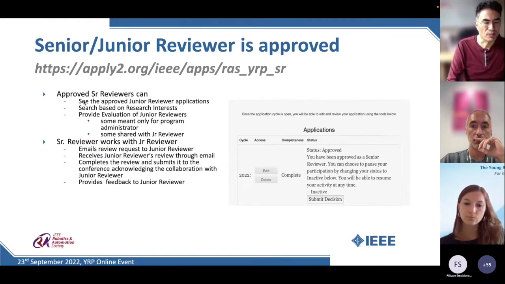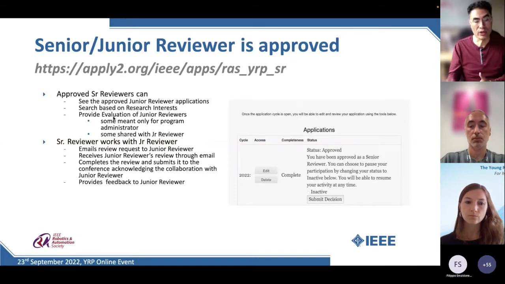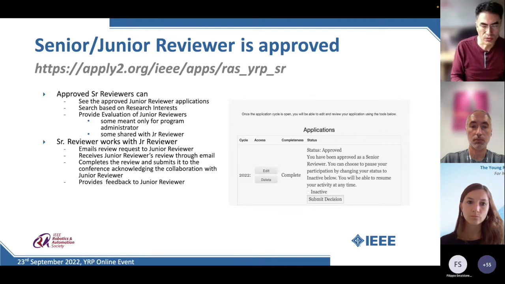So the idea is that the approved senior reviewers see the approved junior reviewer applications, search for them based on their research interests, and provide evaluations of the junior reviewers. Some of this evaluation is meant only for the program administrator, like the joint reviewer program staff and volunteers. And some of it is shared with the junior reviewer so they can improve their work as a reviewer.